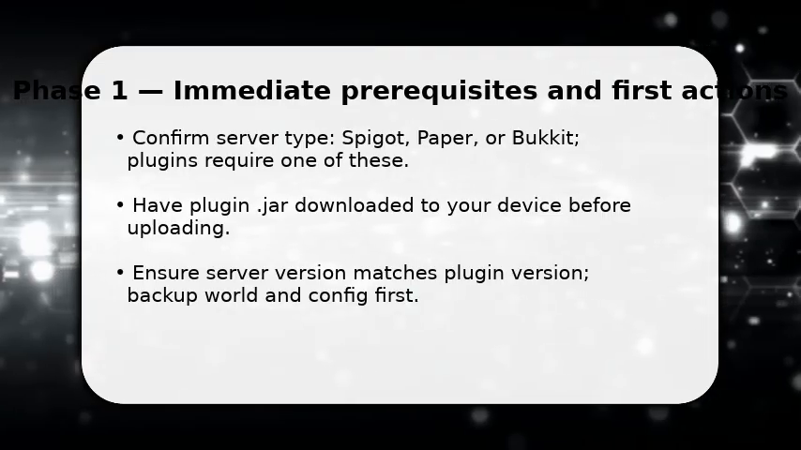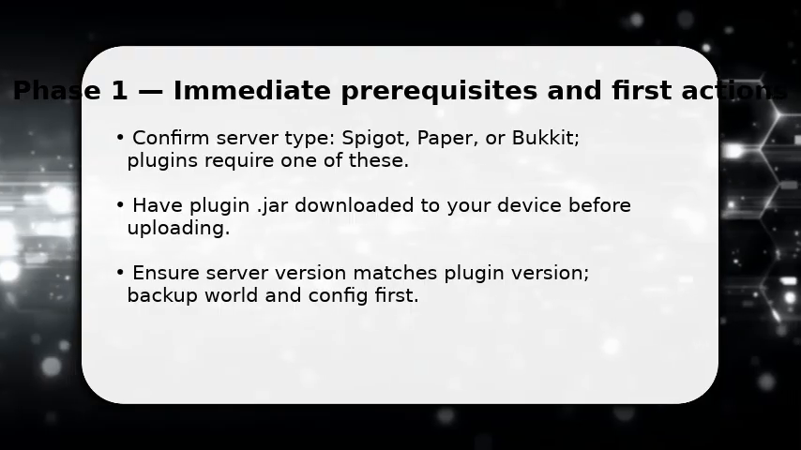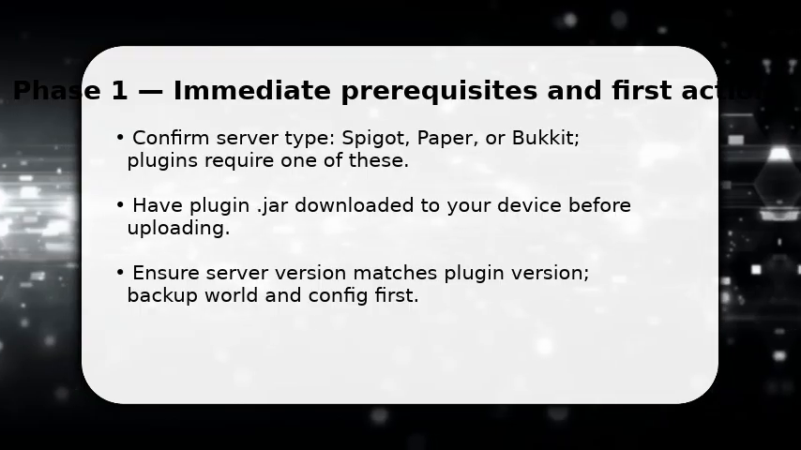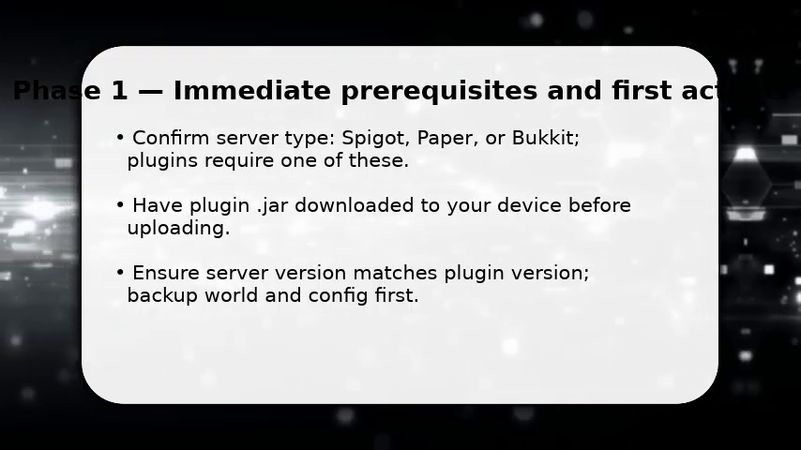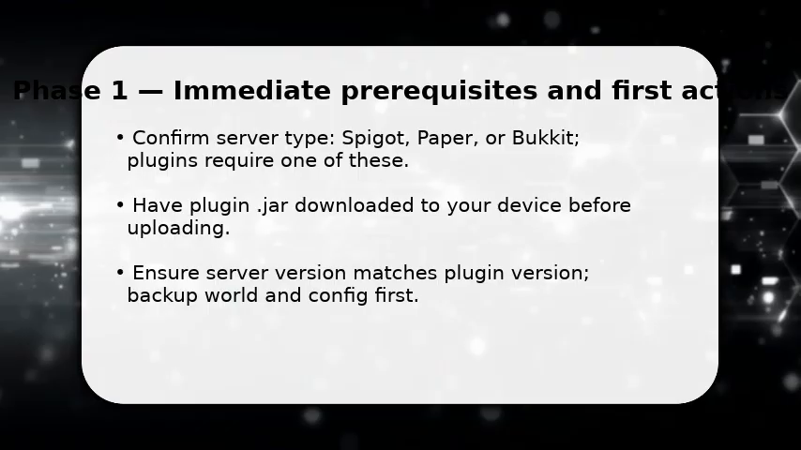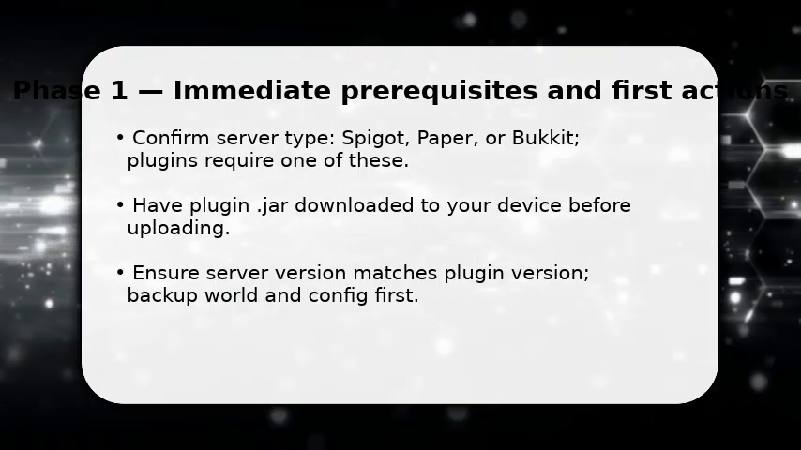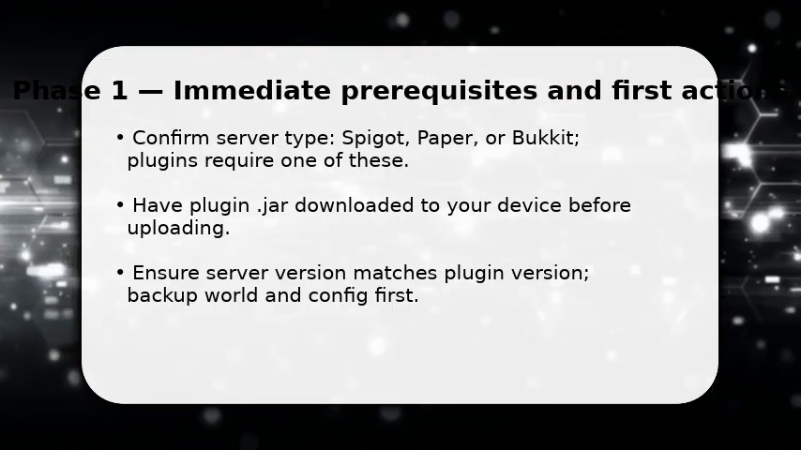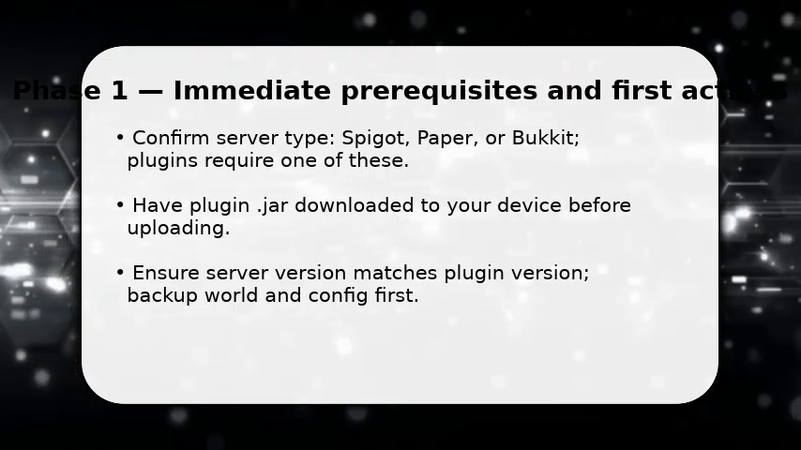You start with essentials. Confirm your Aternos server runs Spigot, Paper, or Bukkit because plugins need that platform. Once confirmed, download the NightVision plugin .jar to your computer so you can upload it directly. This avoids delays. Make a quick backup of your world and configs. This protects progress if the plugin misbehaves.